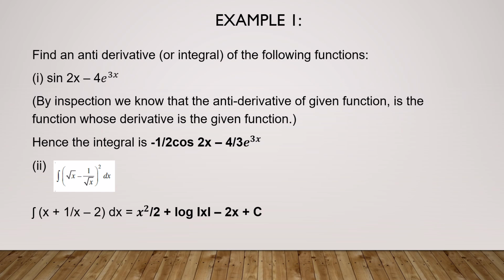Second one, root x minus 1 upon root x whole square. First of all, the a minus b whole square expansion gives x plus 1 upon x minus 2. You know the integral of x raised to n is x raised to n plus 1 by n plus 1. So the integral of x is x square by 2. The integral of 1 upon x is log mod x, or ln; ln over here means log with the base e. The integral of 2 is 2x, correct? So the integral of the given function is x square by 2 plus log mod x minus 2x plus c.